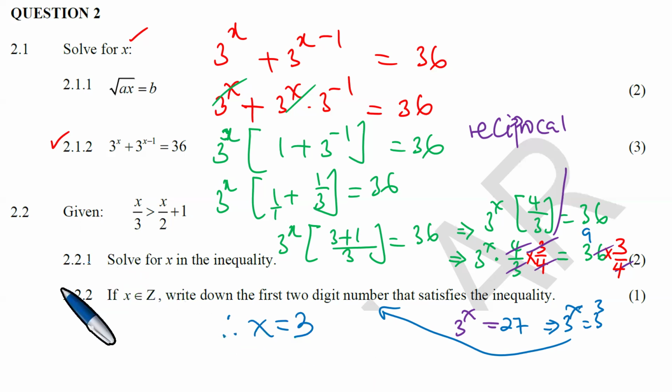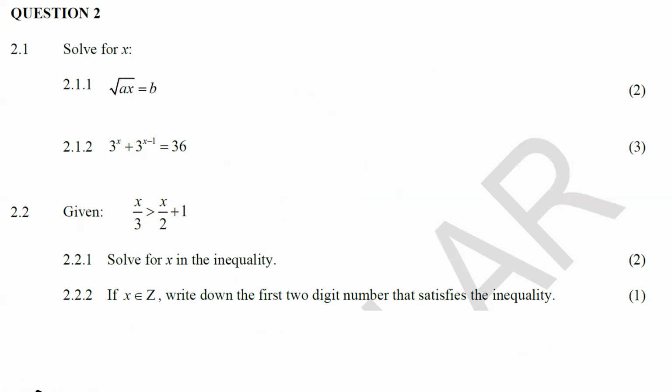Next question is this one, 2.2.1. It has some greater than, it says solve for x in the inequality. Let's look at that one. So the next thing we're going to do is this giant question that has some less than, greater than, and so on, and has some x element of Z, very scary things. What kind of an animal is this? If you look at 2.2.1, x over 3 is bigger than x over 2 plus 1.